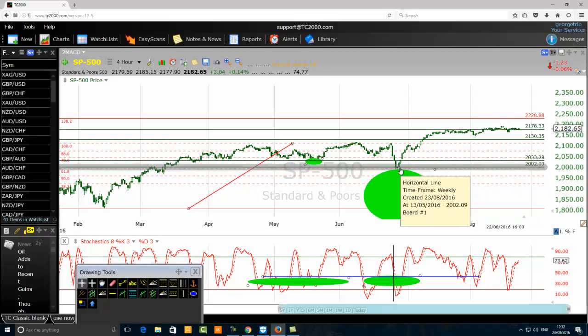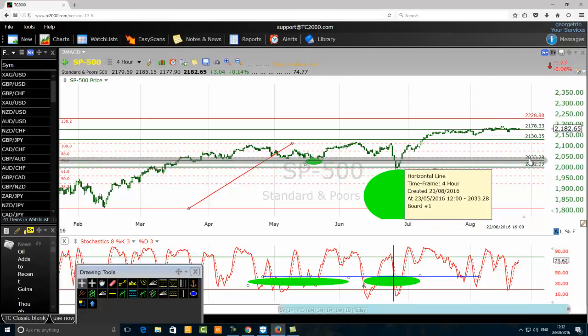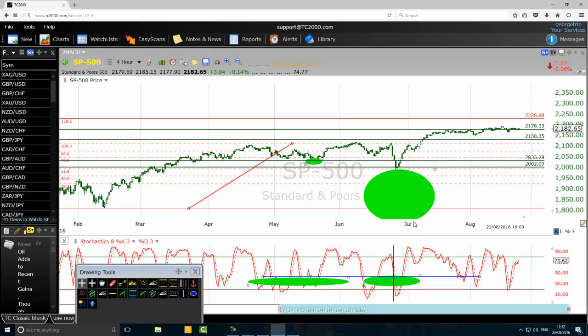If you were entering the swing trade at 2002, we need to pay attention. If you enter here, you need to be aware of this resistance at 2033, which is the prior low. This is about how to swing trade a bullish stochastic pattern. In this case, we were analyzing the S&P 500. We saw a bullish stochastic pattern on a weekly chart.